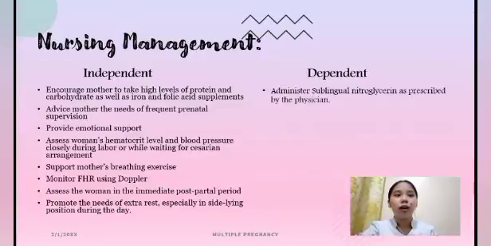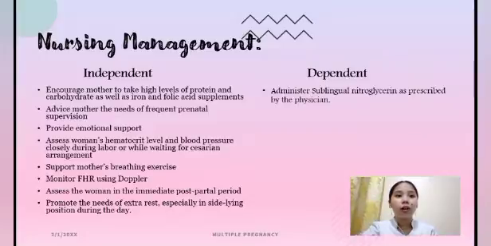Next is nursing management. For the independent function, encourage the mother to take high levels of protein and carbohydrates as well as iron and folic acid supplements. A woman with multiple pregnancy needs to gain more weight than a woman carrying a single child because of the increase of fetal weight. So she must take in the following nutrients.